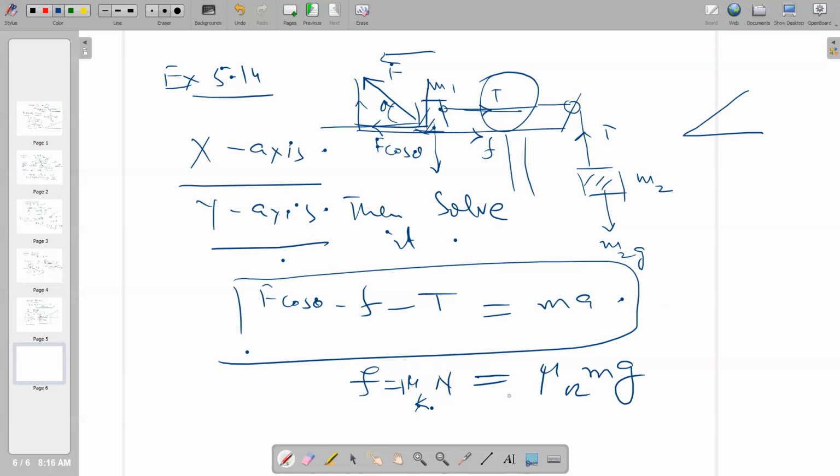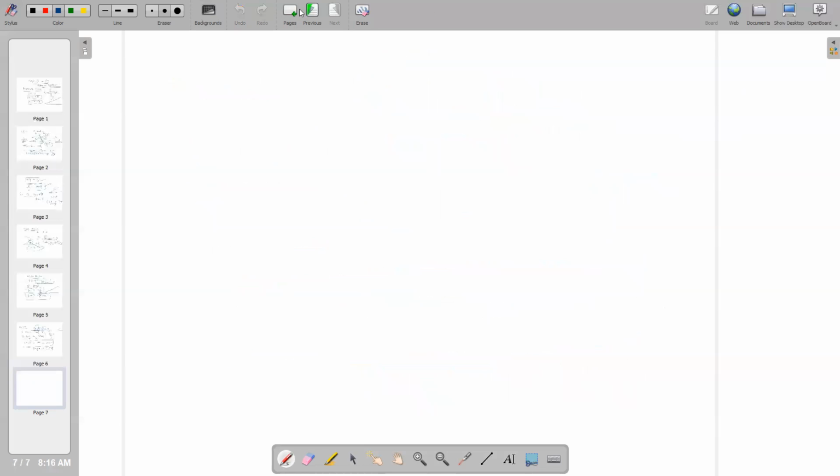So check this example 5.14 and then you will be able to solve this one. Okay. So here you can see that we have discussed some situations in which the block is horizontal or the block is vertical. So I want to discuss with you some other situations.